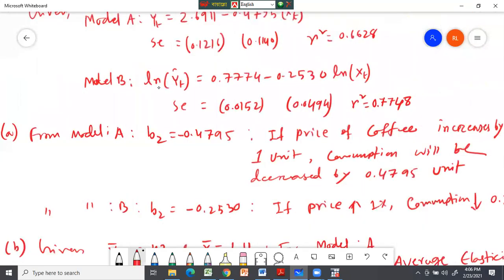Model B, if you look at model B, it is already in the log form. In the log form, a log linear model always incorporates the elasticity. So the coefficient value is given here. The coefficient value -0.2530 estimated in this model is already in the elasticity form.